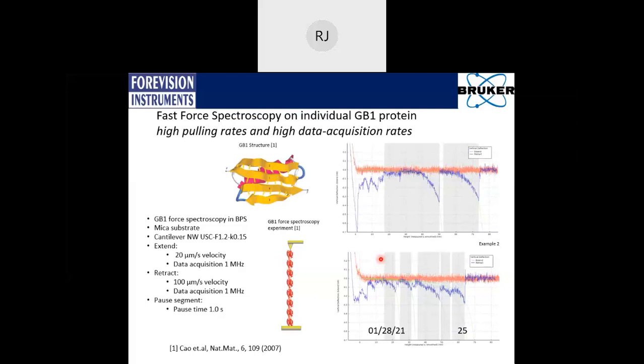So here we are doing fast force spectroscopy on a GB1 protein with high pulling rates like 20 micrometers per second velocity, and we are acquiring the data at 1 megahertz. That's pretty fast, and we are getting repeatable, reproducible results, with much quicker times, such that we can perform these experiments on multiple samples.